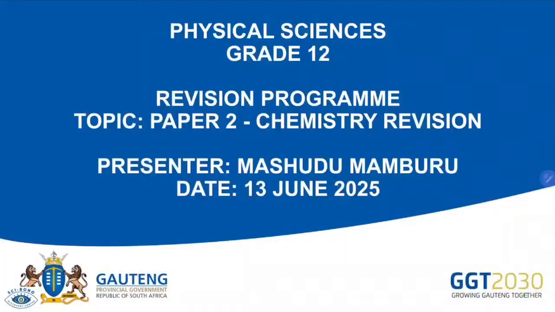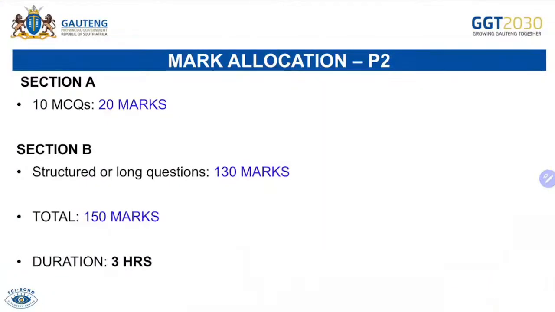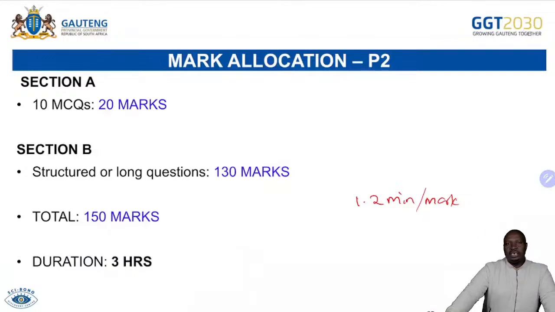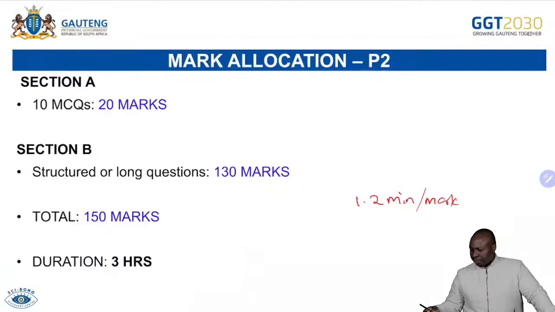Today we'll be revising chemistry. So that is our purpose for the day. You will be writing a paper out of 150 marks: 20 marks for multiple choice and 130 marks for structured questions, a total of 150 marks. You will still be writing for 3 hours. Remember, we said you have 1.2 minutes for every mark. So don't forget that. You must time yourself so that you are able to write and finish the entire paper.